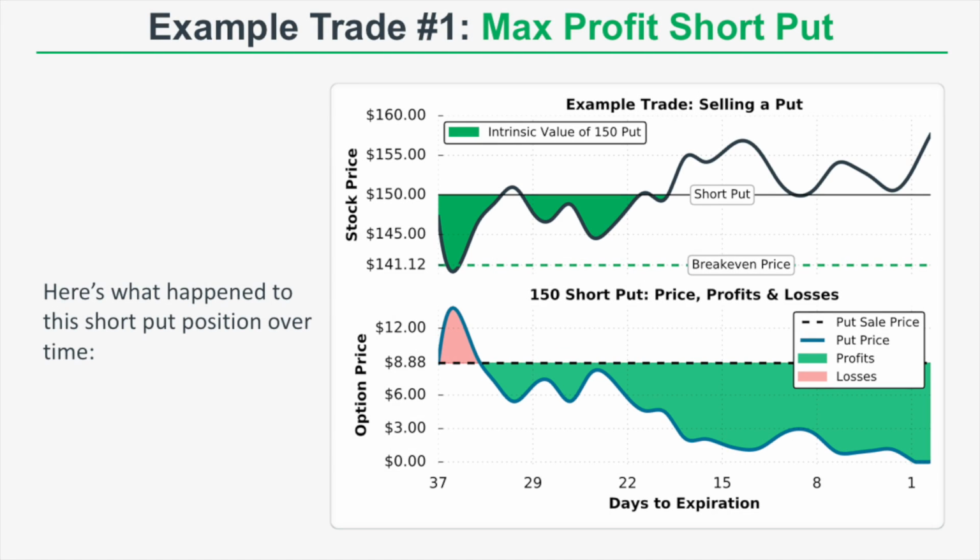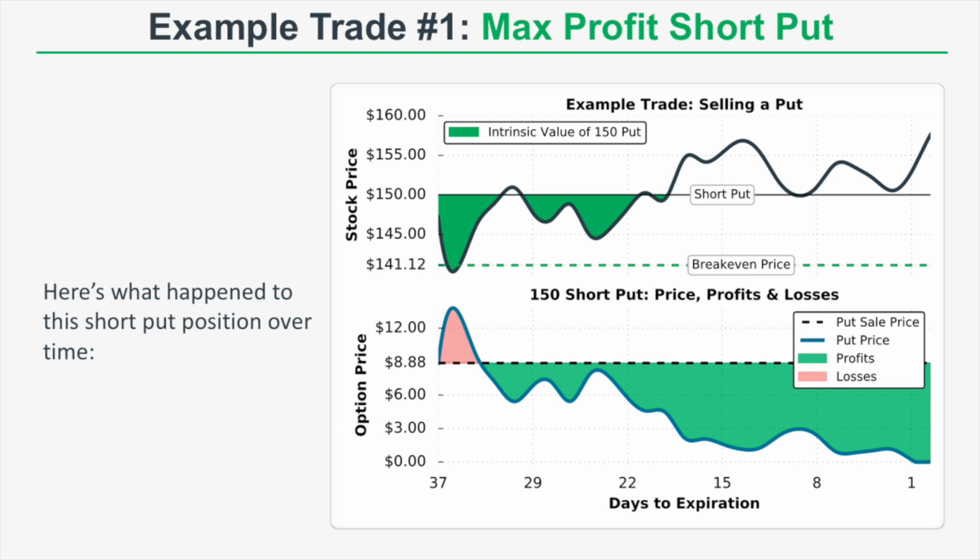On the top portion of the graph, we're looking at the stock price changing relative to the short put strike price and the short put's break-even price. And on the bottom graph, we're looking at the price of this 150 put. As we can see here, the stock price fell through the break-even price initially, and the short put's price increased from $8.88 to just around $13. So there was an initial loss on this short put strategy because the short put got more and more valuable in those first couple days because the stock price fell significantly.